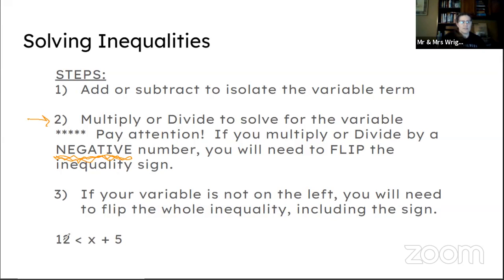Okay, so let's look at this example right here. 12 is less than x plus 5. Our first step was to add or subtract to isolate the variable term. Here we have a plus 5, so we need to subtract 5 from both sides, right? We subtracted 5 from this side, it went away. Subtracted 5 from this side, got 7. So we get 7 is less than x. Now I suggest we take this x and flip it to the other side. So you have x is greater than 7. We'll see in just a moment why that is so important.